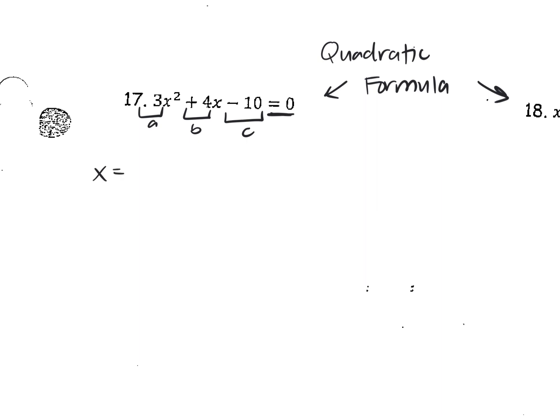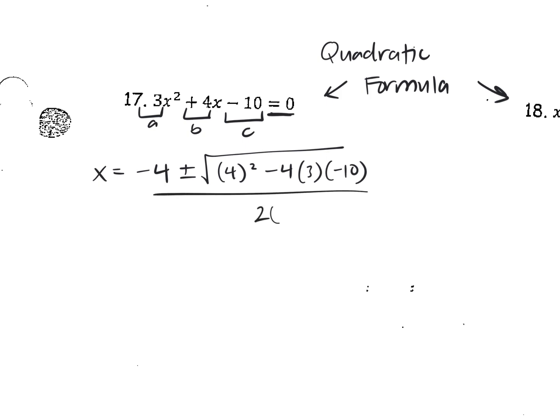So I've got x equals negative b, so negative 4, plus or minus the square root of b squared, so 4 squared minus 4ac, all of that being divided by 2a. Okay, so I'm going to have two answers, x equals twice. I'm going to start by writing the negative 4 here, and then in the denominator, we will have 2 times 3, which is 6.